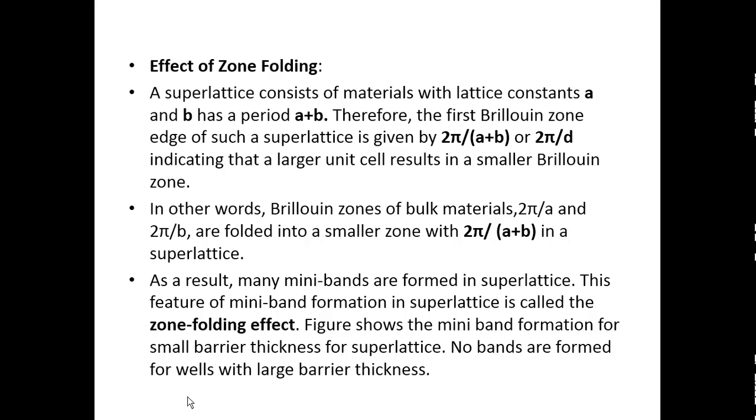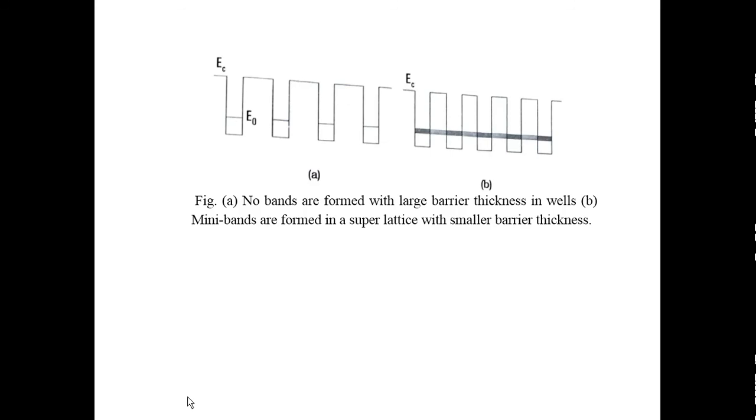Here the figure shows mini band formation for small barrier thickness in a superlattice, and no bands are formed for wells with large barrier thickness. This is a well with large barrier thickness. There is no band formed. There is no mini band formed.